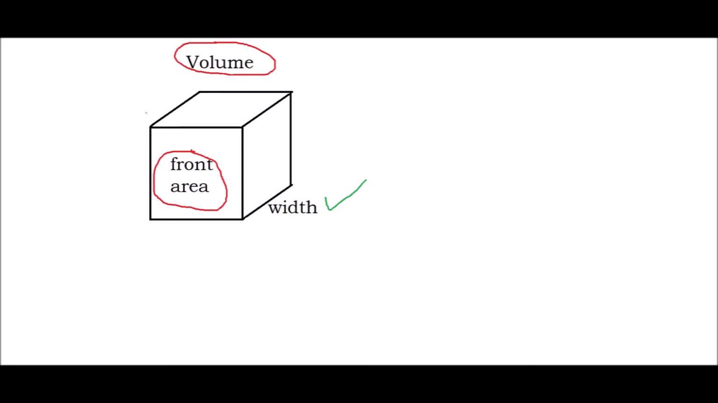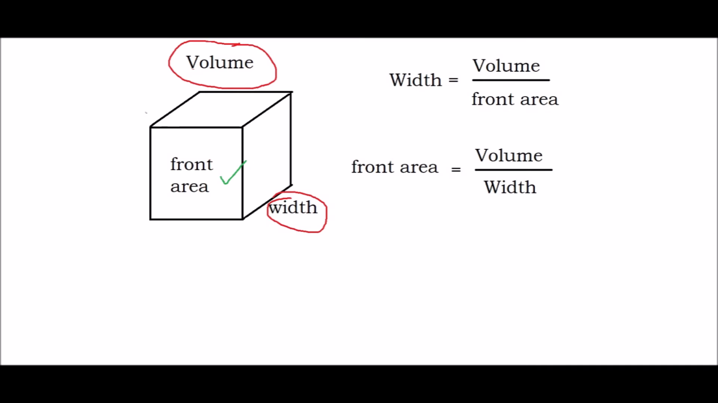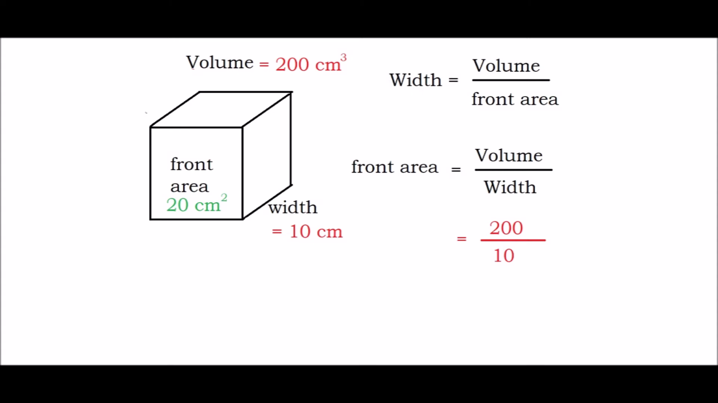Let's take a look at this cuboid. Based on what we have learned, if we know the volume of a cuboid and also the front area of a cuboid, we can figure out the width. So we can write it like this. However, you can invert it too, so that to find the front area, you can divide volume by width. So for example, if the volume is 200 cubic centimeter and the width is 10 centimeter, therefore 200 divided by 10 is 20. The front area is 20 square centimeter.